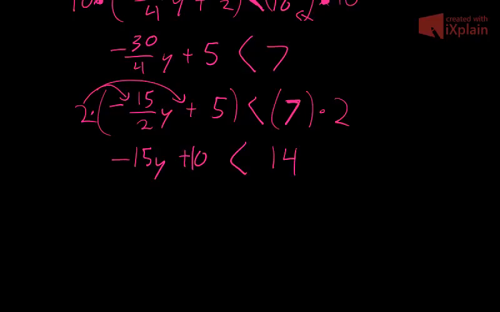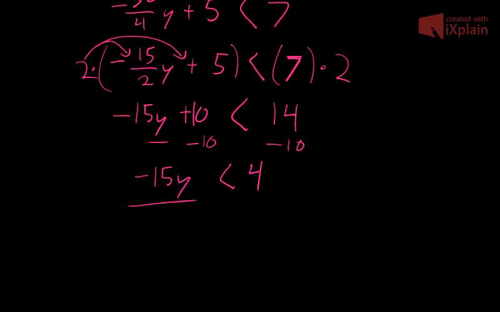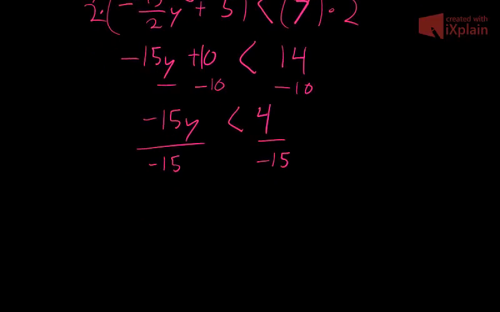And from here, it's a lot easier to figure out what's going on. So I need to get y by itself. To do that, I will subtract 10 from both sides. Negative 15y is going to be less than 4. And now I have to divide y by negative 15. And this is the tricky part. So negative 15y divided by negative 15 is definitely y. 4 over negative 15 is just negative 4/15.